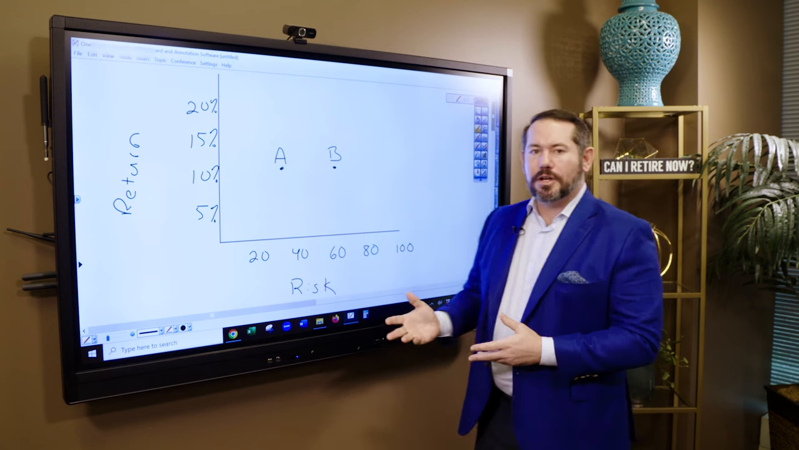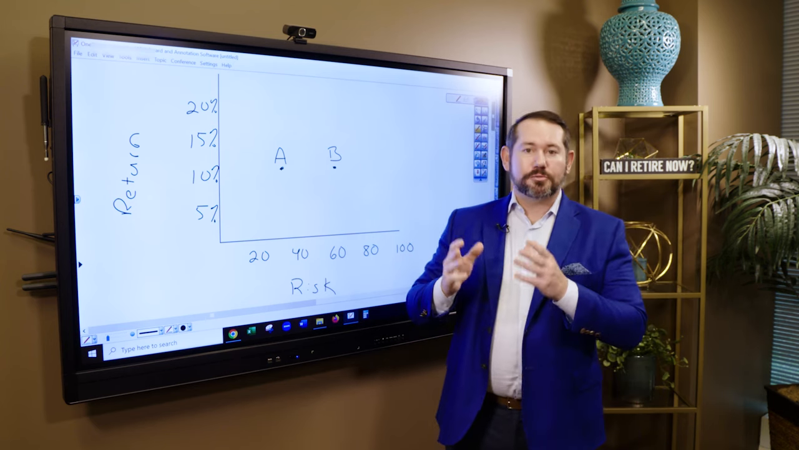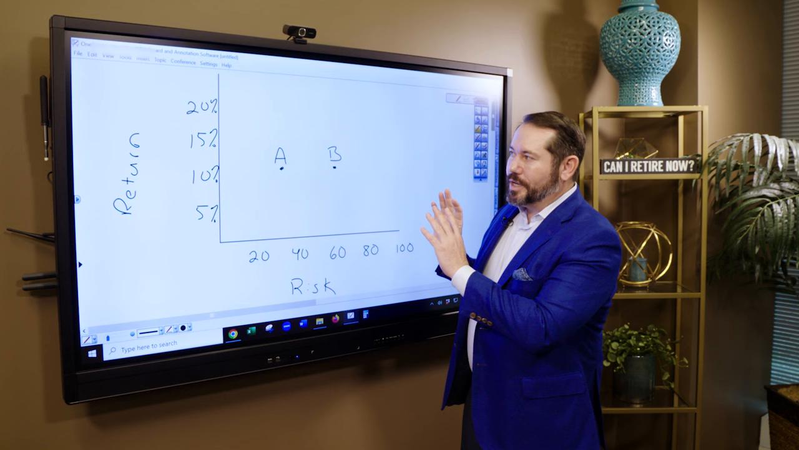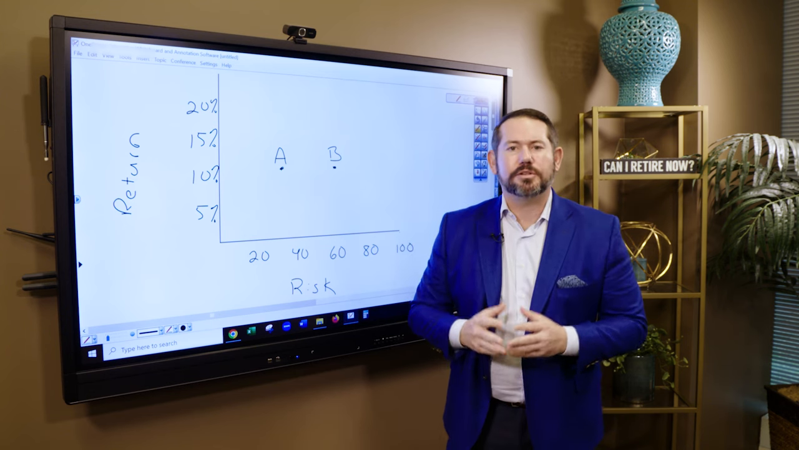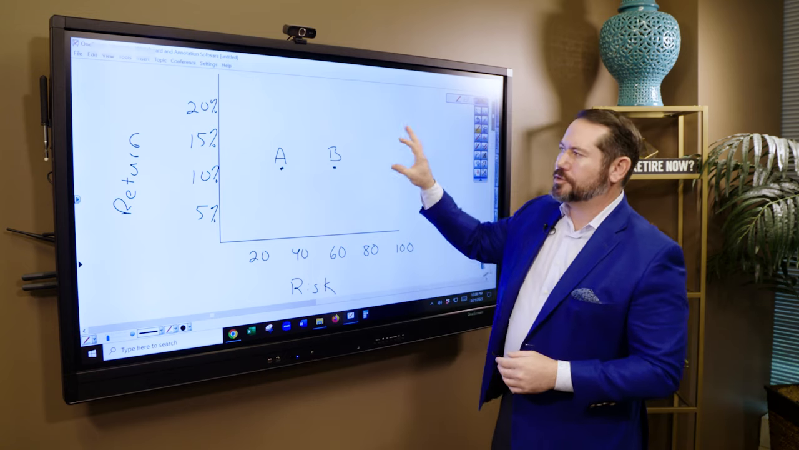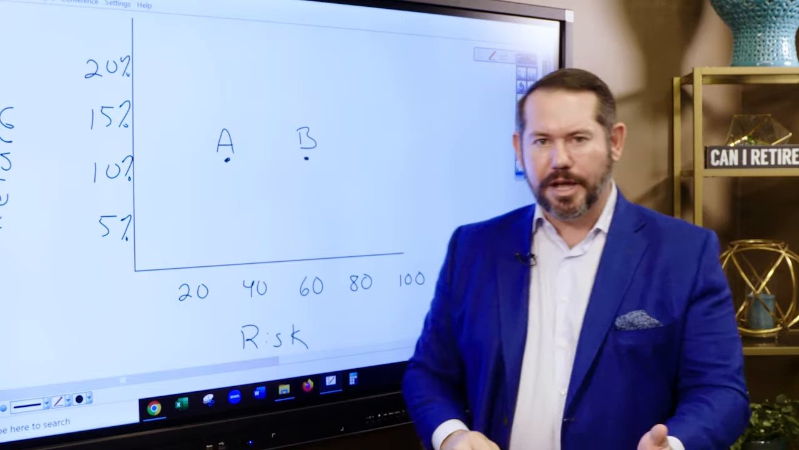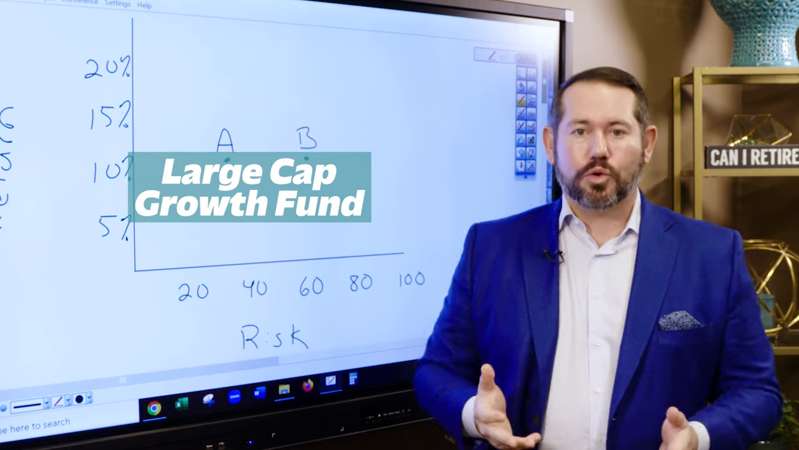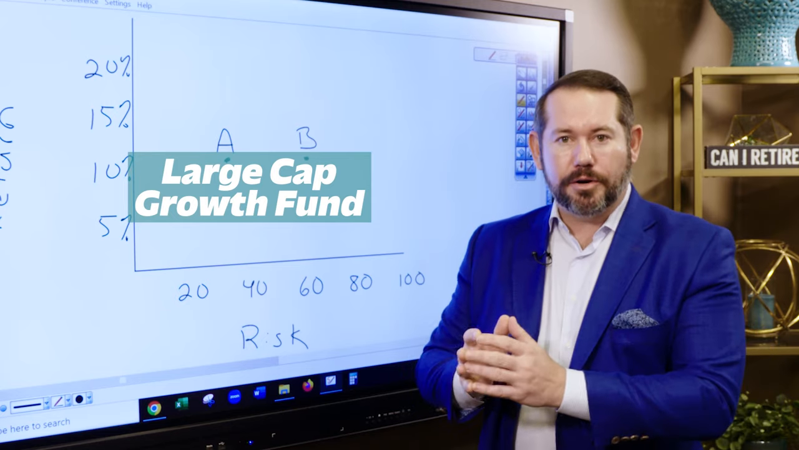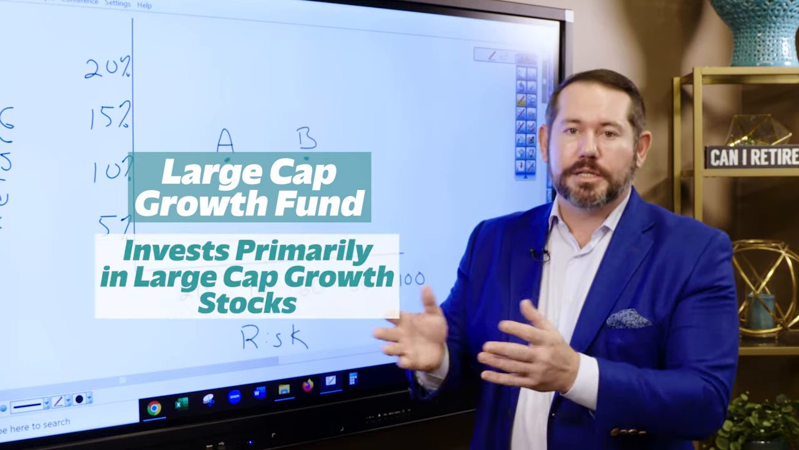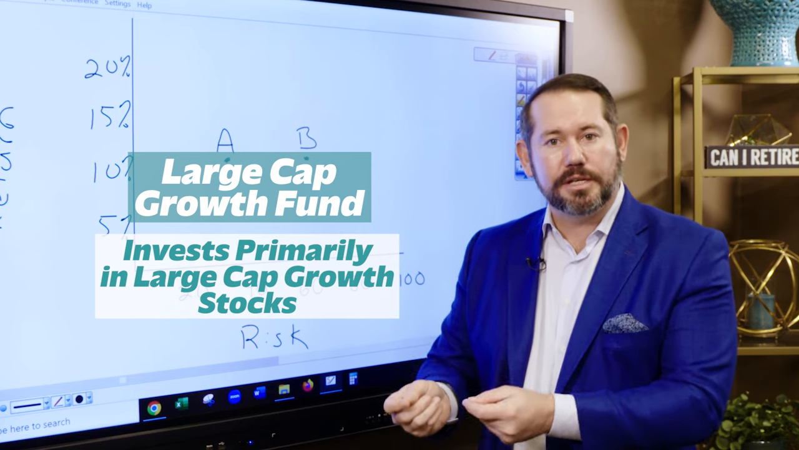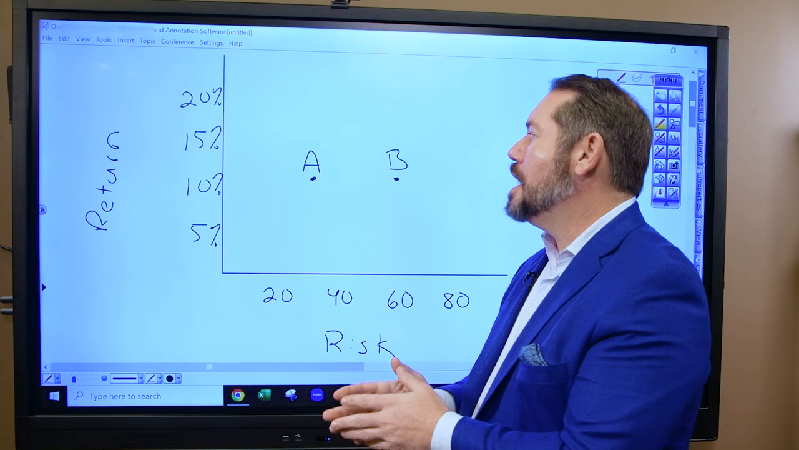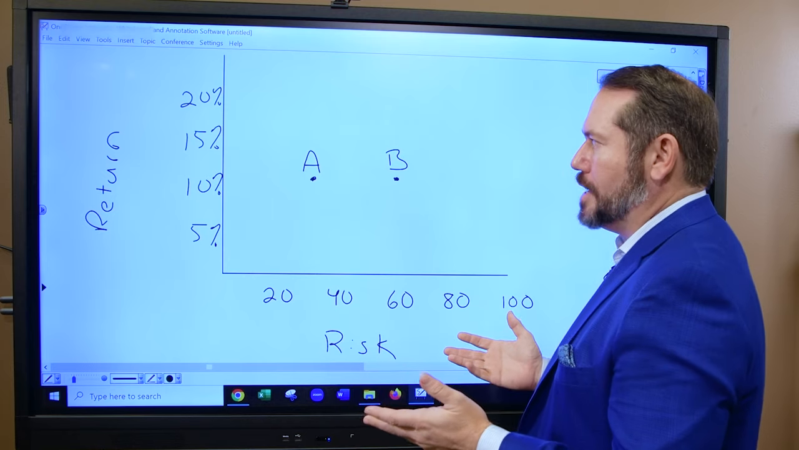Now, you have mutual funds out there, and mutual funds have a specific purpose. We can quantify the math for a specific mutual fund, but a mutual fund isn't usually trying to end up a certain place on this spectrum. Let me give you an example. Let's say it's a large cap growth fund. So they're going to primarily, if not entirely, invest in large cap growth stocks. They have to make a filing with the SEC to explain what's going to be in that fund, and that's all they're going to invest in.